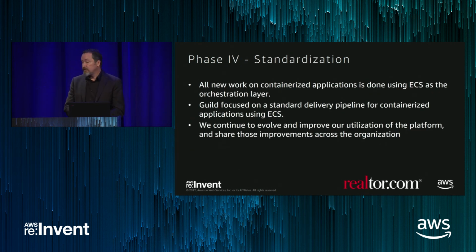So today, we're now moving towards standardization. We have working patterns. We have wide adoption of ECS. So today, all new containerized applications are going to be delivered using ECS as the orchestration layer. We have a guild that is focused on the standard delivery pipeline for containerized applications using ECS. That guild is comprised of technical leaders and developers from across the entire organization, every location, every product team. If they're using containers, they have representation here.